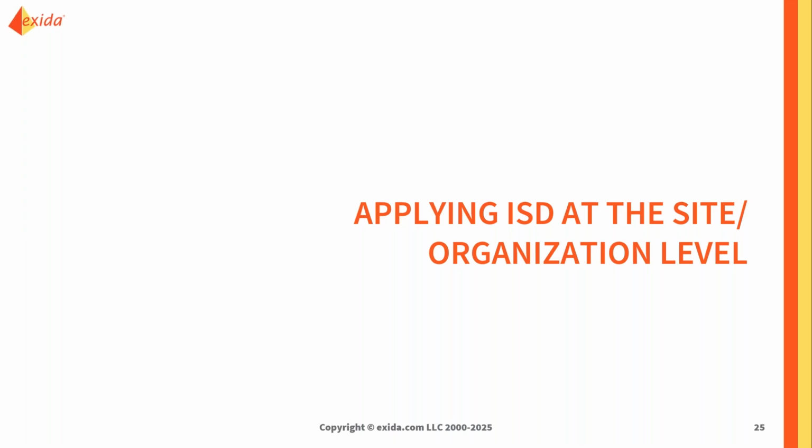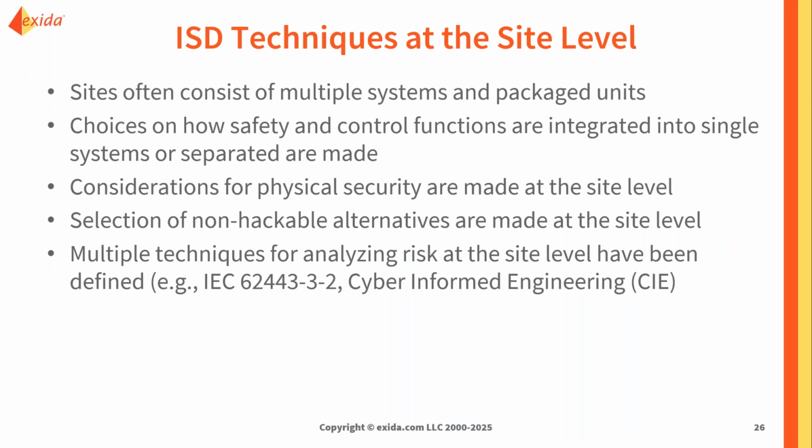And so then as we take these concepts, we can continue to expand them out to the site and even the organizational level. So our next level up, a site consists of oftentimes multiple different systems, multiple package units. So we could have lots of different security zones that are all part of one IICS site. We have choices about how we're going to separate or integrate safety and control functions. Do we have a single integrated system? Do we have a separate control network and a separate safety network? These are decisions that will be made by the asset owner at the site level.